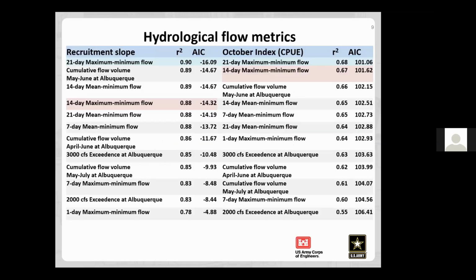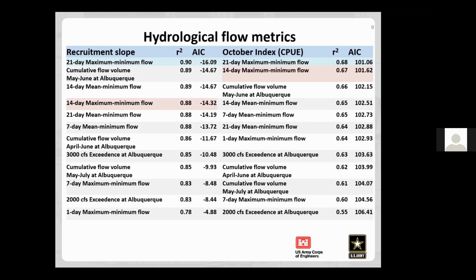Okay, so starting off with the hydrological flow metrics. These are ranked from higher correlations to lower correlations. On the left side of the graphic here, we have recruitment slope, the R squared and the AIC values. On the right side, we have October index. And what we start to see is that pattern that Rich expounded on: the 14 to 22 day metrics tend to perform a little better than some of the other metrics.